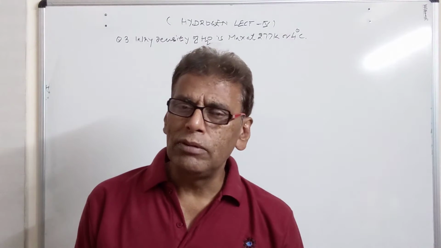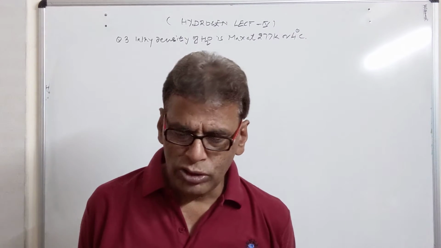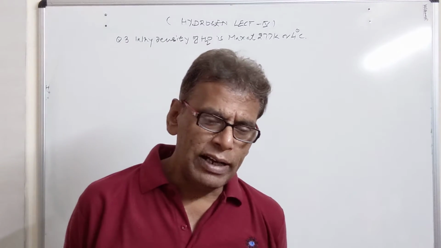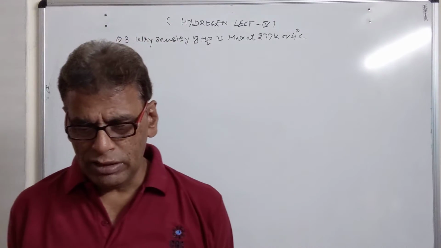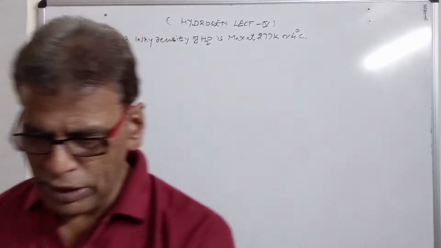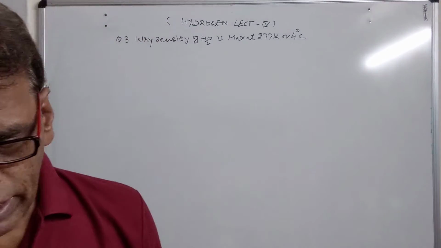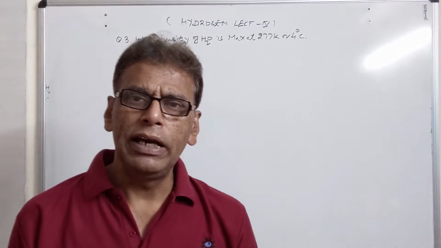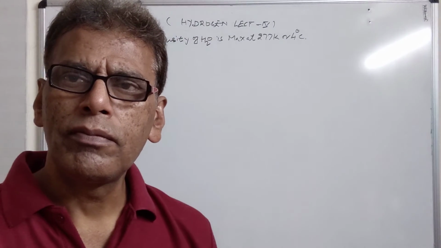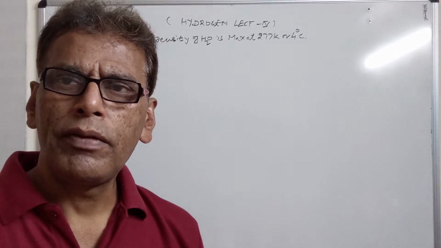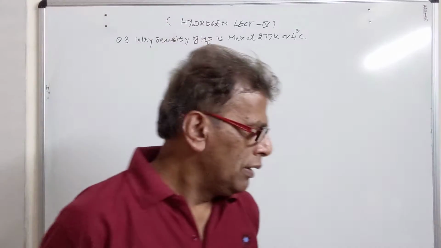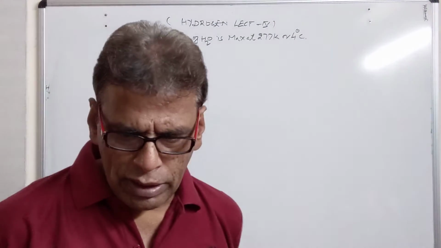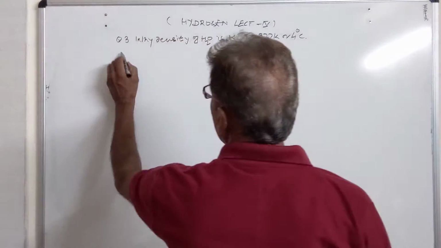So density is maximum up to 4 degrees centigrade or 277 Kelvin, because volume is minimum at that state. After that the volume starts increasing, so density will start decreasing after this temperature. That's the reason that water has maximum density at 277 Kelvin, or you can say at 4 degrees centigrade. Now we come to another important question: what is heavy water?